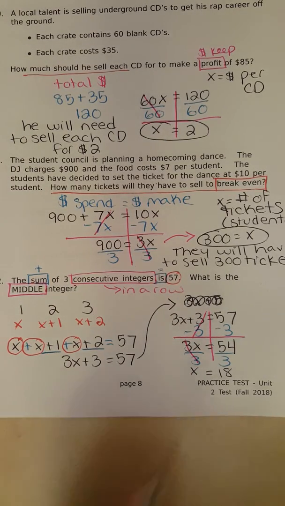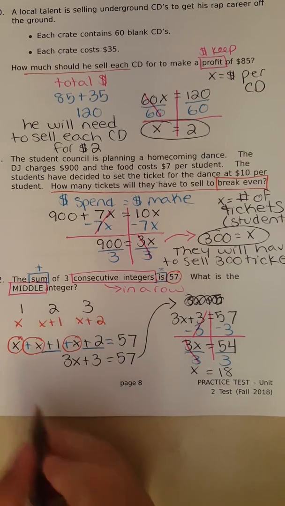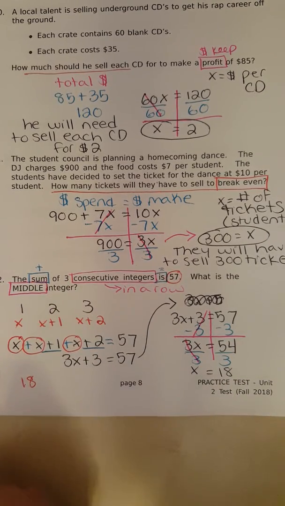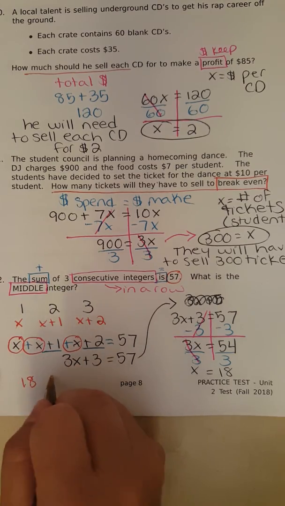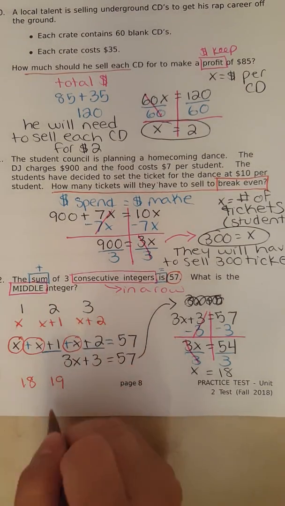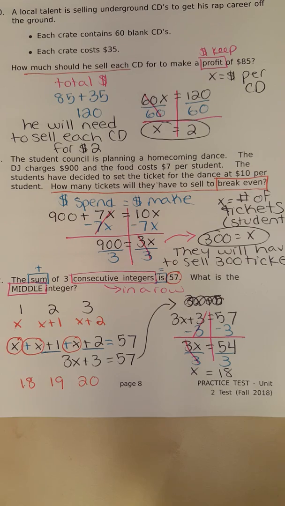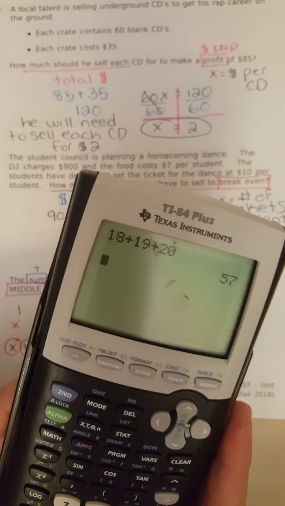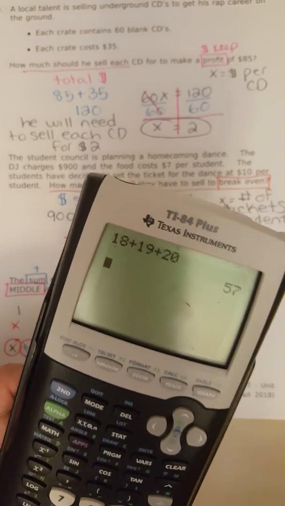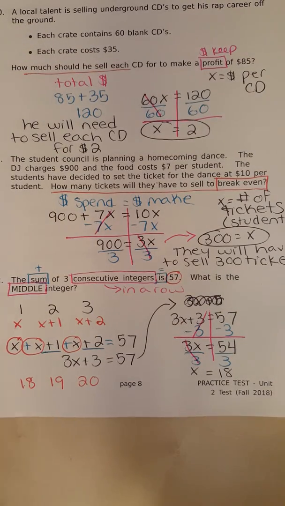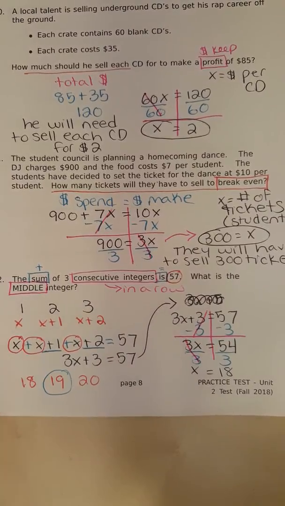So if we go back and look at this, our first number was x. That means our first number in the pattern is 18. Then x plus 1, 18 plus 1, would give us 19. x plus 2, 18 plus 2, would give us 20. And we can go back and check and make sure that these numbers have a sum of 57 by adding them together. So 18 plus 19 plus 20 is 57, and they are numbers that are consecutive. They are in a row. So the question asks, which is the middle integer? Well, 19 is our middle number. It is right in between 18 and 20. So 19 would be our final answer.